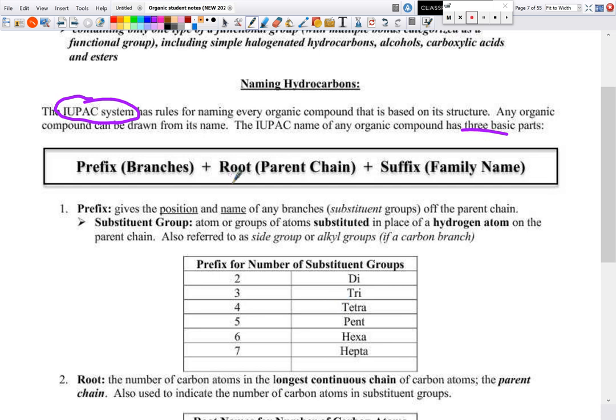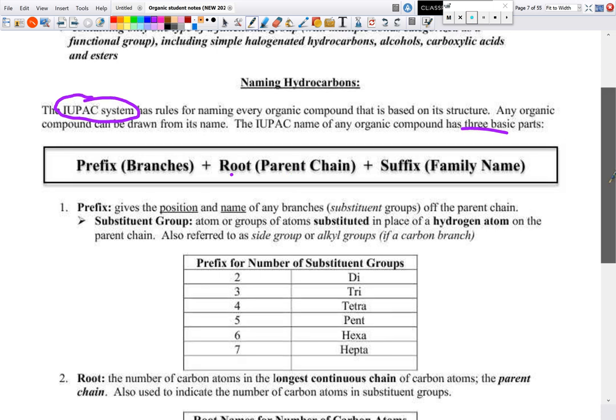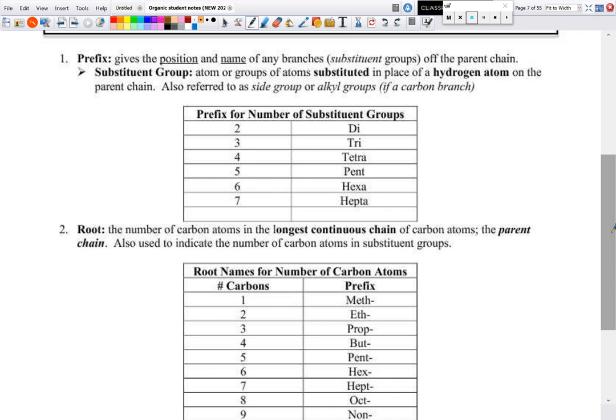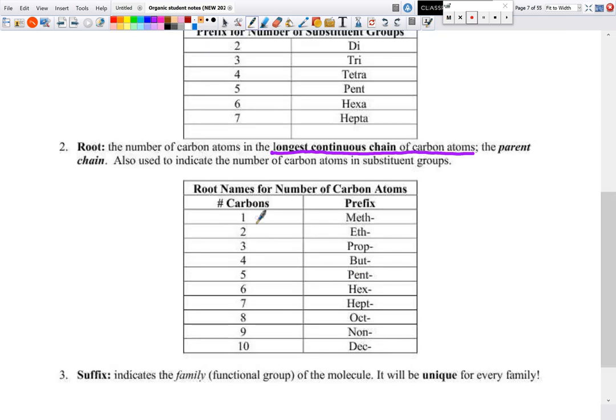The other part of the name is going to be the root or the parent chain. Now, when we scroll down and see what the root or the parent chain is, the root is the longest continuous chain of carbon atoms present. Depending on how long it is, if our longest chain is 1 carbon, we're going to see the word meth. If it's 2 carbons, eth. If it's 3 carbons, prop. If it's 4 carbons, but. Now, you've already seen this before.